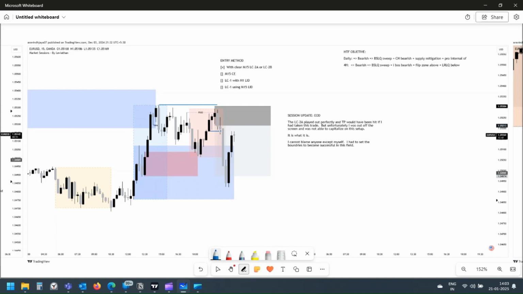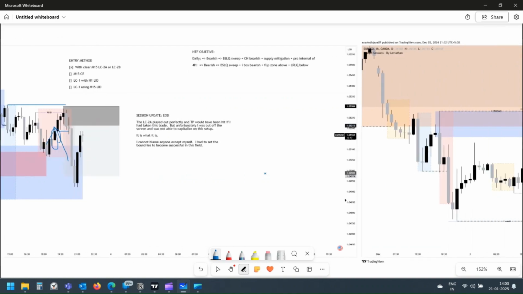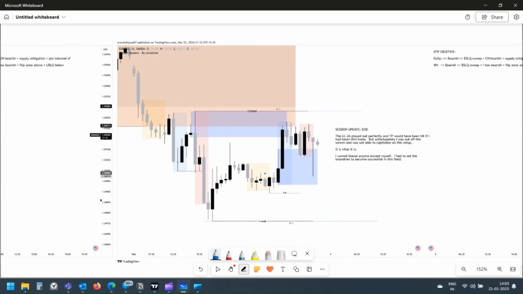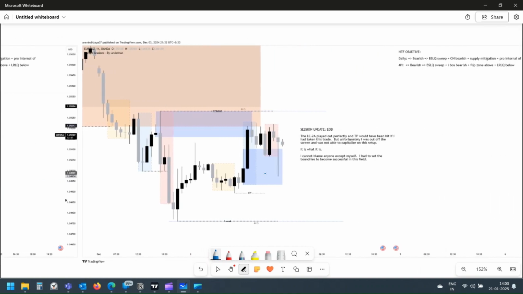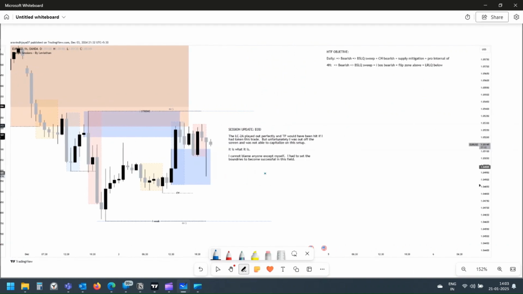But I left the session at this point, somewhere at this point, assuming that the price is going to respect the supply chain and then push down. That cost me 2.5 hours, and I was not able to capitalize on this trade.